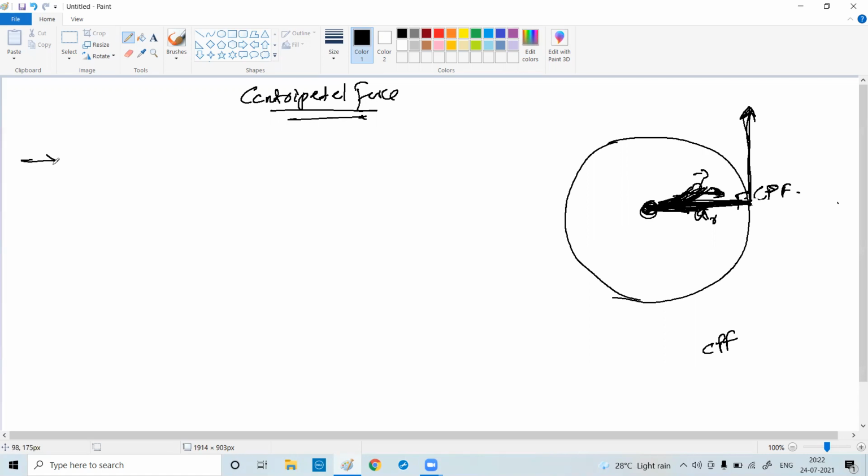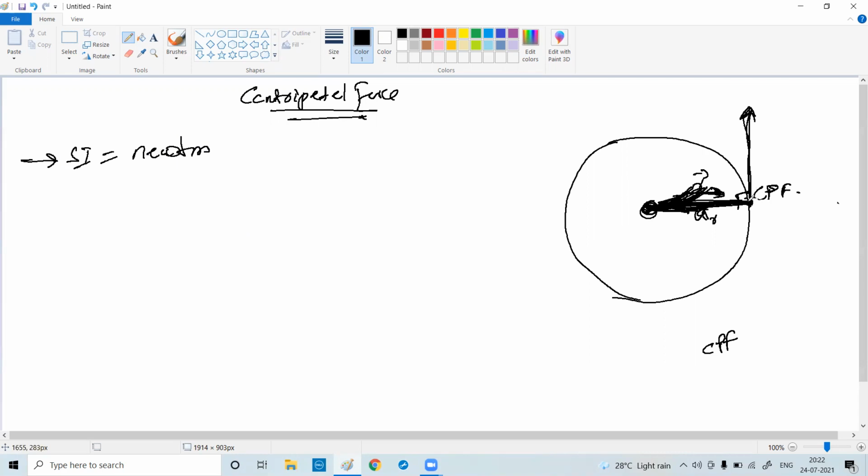Obviously the SI unit will be Newton. Why? Because this is a type of force, so the unit is Newton. We will discuss more: the centripetal force is always directly perpendicular to the direction of displacement.